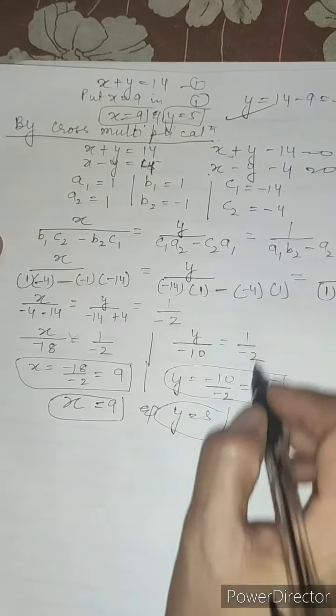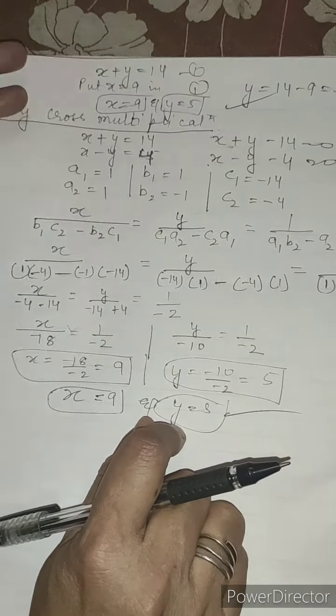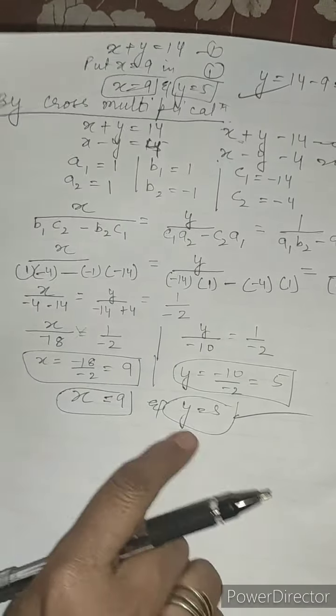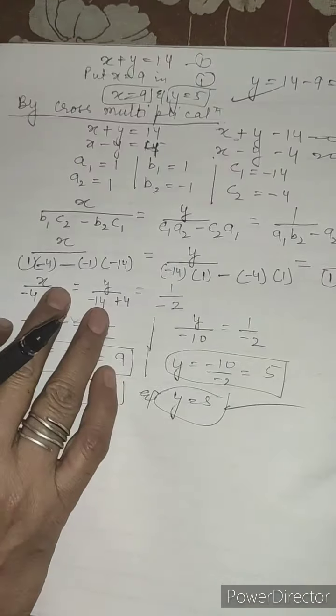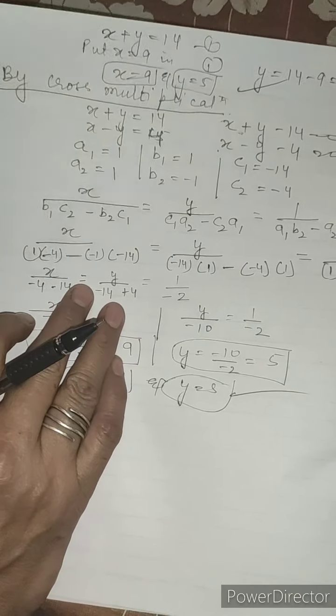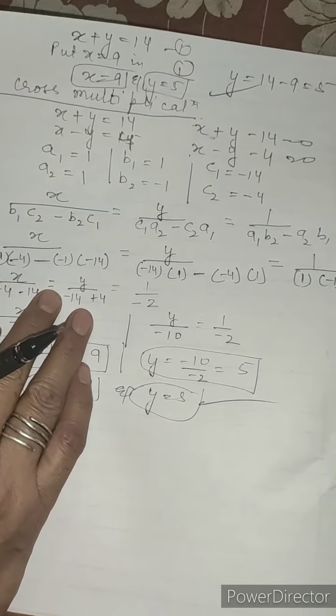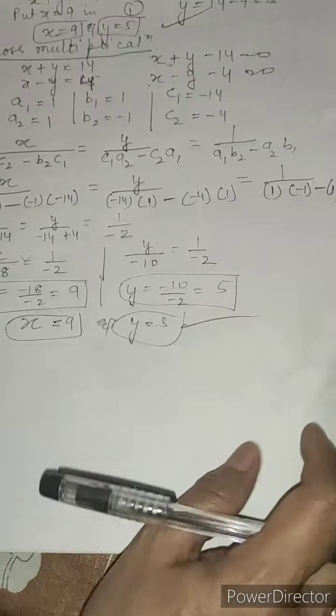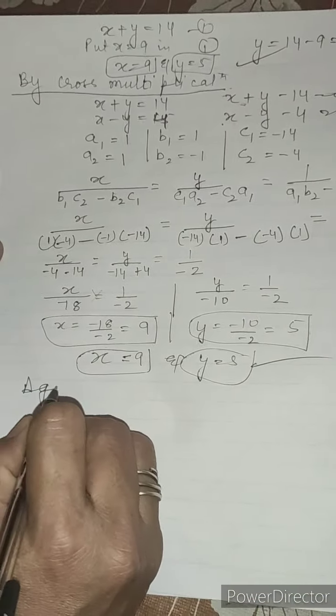So in all the three cases, whether we solve it by substitution, elimination or cross multiplication, we are getting the same answer. I hope the method is clear. Now in this chapter we will be dealing with different types of word problems. The very first type is age based questions.